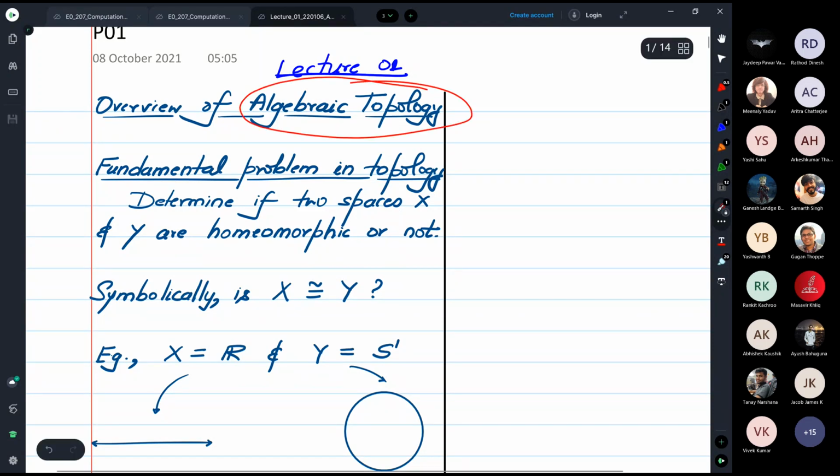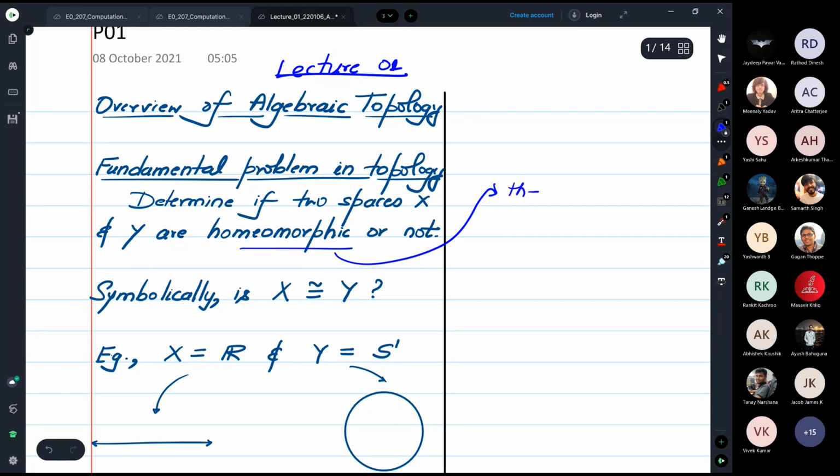In a sense, computational topology is a topic that is complementary to this bigger topic called algebraic topology. The fundamental problem in topology or algebraic topology is to check if two spaces are homeomorphic or not. By homeomorphic, I mean loosely, that the two spaces are one and the same, right?